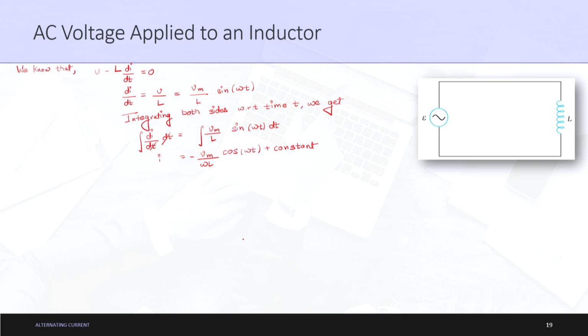Now, let us move forward and try to understand what is being explained here. First of all, if you see clearly, there are two parts being derived here. One is this part, which is minus Vm by omega L cos omega t, and the second part is your constant.